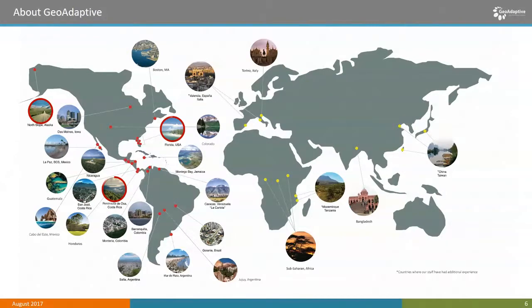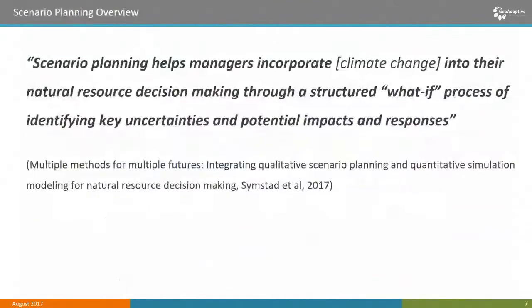This was funny, actually. Steve had forwarded me an article this morning, and I thought this was a good summary, although there's one thing I'd like to change in it. Essentially, scenario planning helps managers incorporate climate change into their natural resource decision-making through a structured what-if process of identifying key uncertainties and potential impacts and responses. The only term I would change there is climate change, because it's not only letting you incorporate climate change. There are so many other factors: development, economic trends, political regimes, all sorts of things. And the citation for this paper is at the bottom there. It's a recently published article in a professional journal.